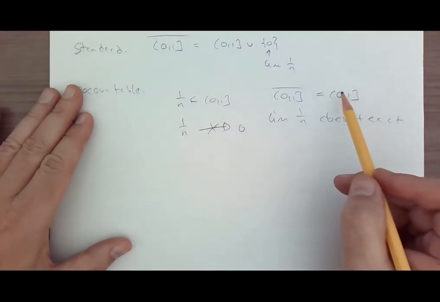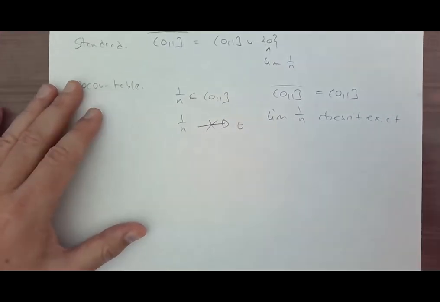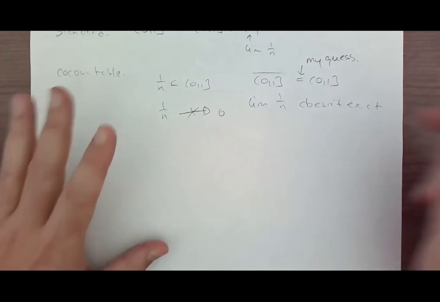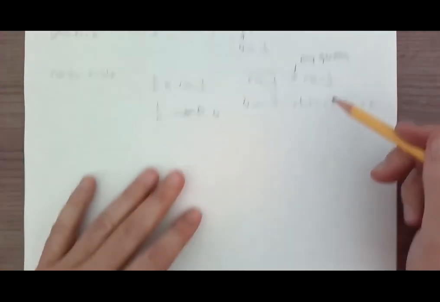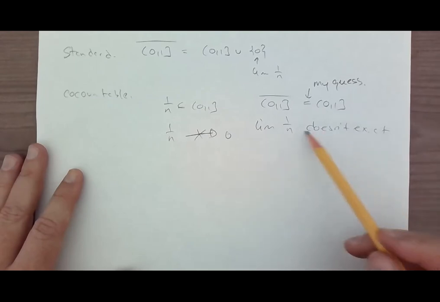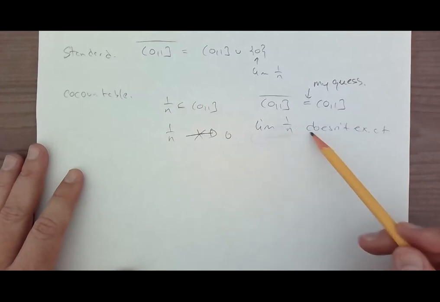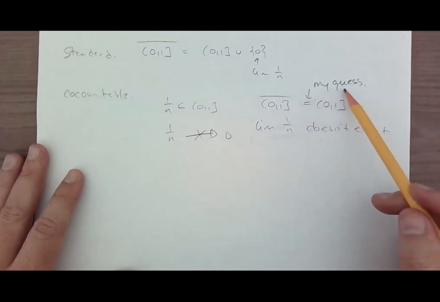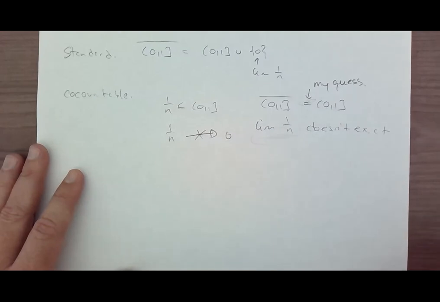This is my guess. I think this is what you're going to get in this crazy topology here. You're not going to get this closure that you're used to up here in the standard one. And the reason that this stuff is falling apart is because I can't do this. That limit does not exist in this co-countable topology because it's not eventually constant. But take this with a grain of salt. I haven't thought about that before now, but this is my gut feeling that I think you're going to get this.